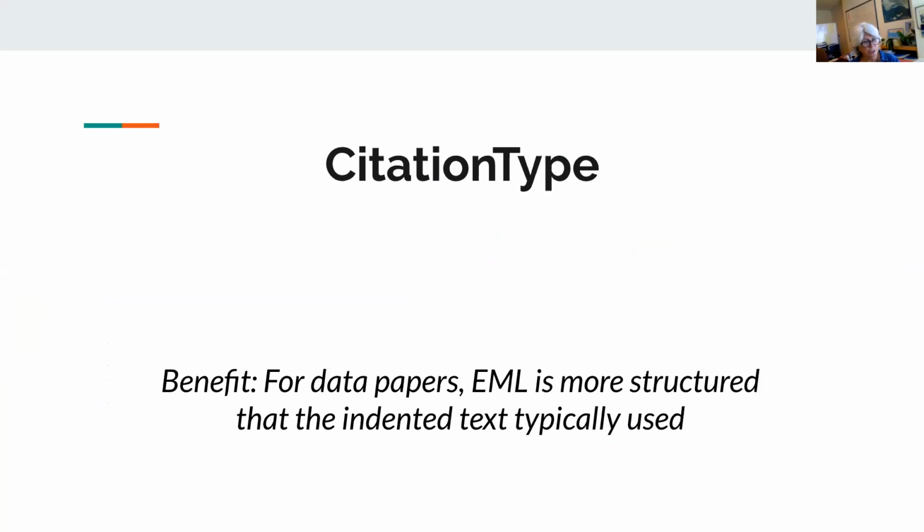So the citations of papers are important in a lot of data sets. I've been meaning citing papers within the data sets itself. And they're essential for things like data papers. So a group of new citation elements are now included. And for data papers, this means that the EML is now more highly structured to hold that than the text type that is typically used.